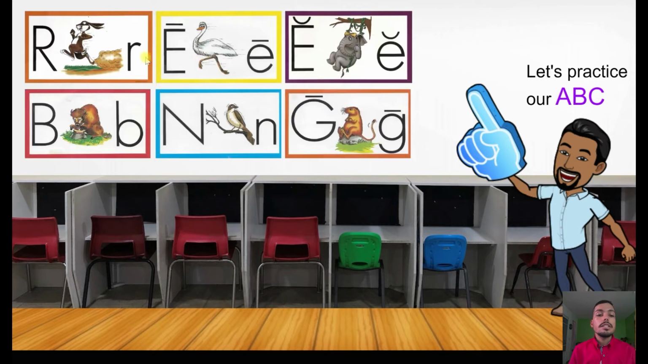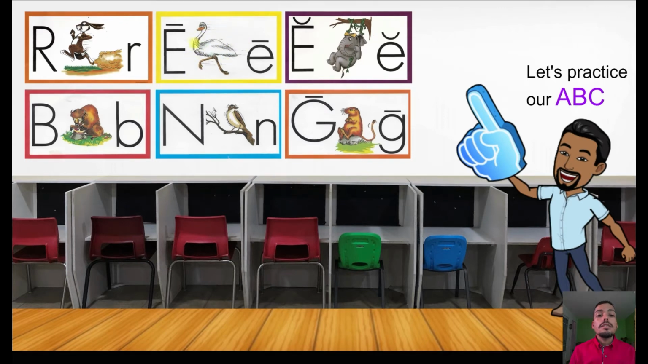The next friend here, its name is rabbit. And rabbit has a letter that sounds r. So when you see the letter R, it's going to sound R. Very good, okay? The next friend here, its name is emu.